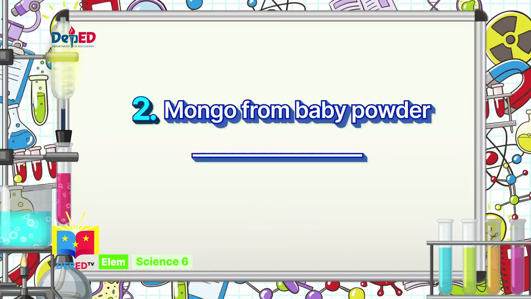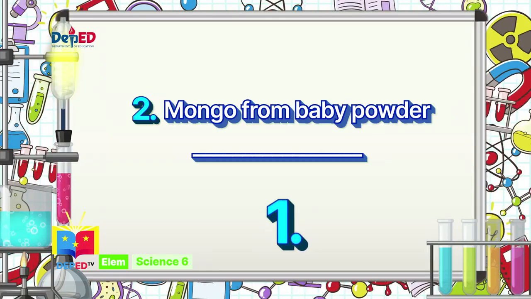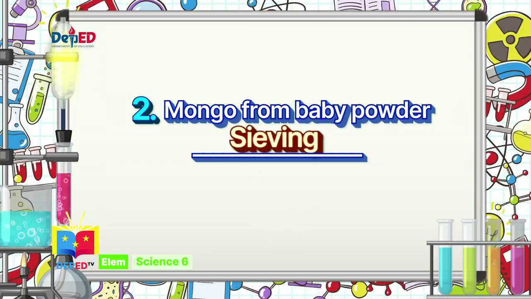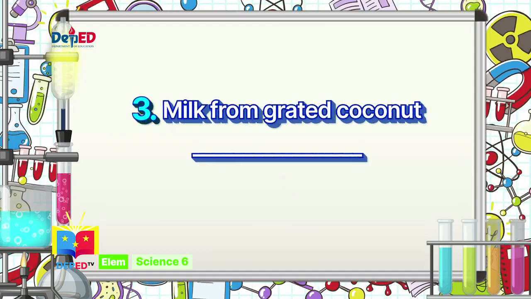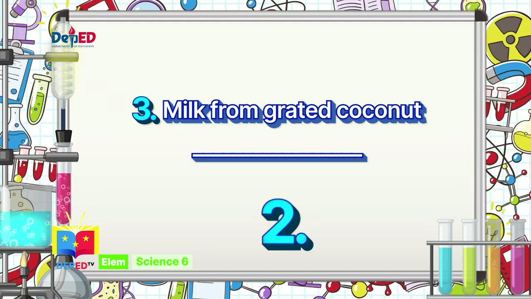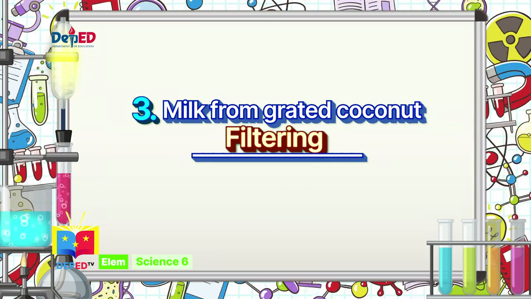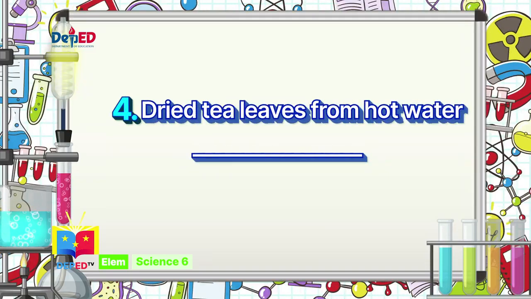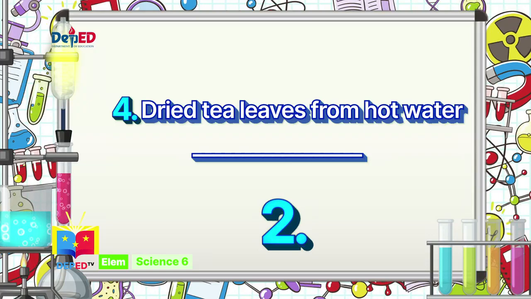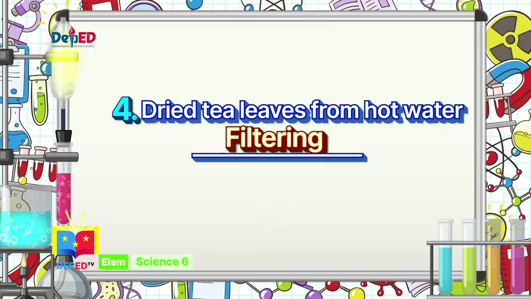Number 2. Mungo from baby powder. The correct answer is sieving. Number 3. Milk from grated coconut. The correct answer is filtering. Number 4. Dried tea leaves from hot water. The correct answer is filtering.